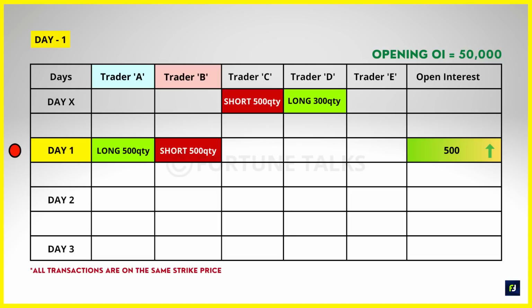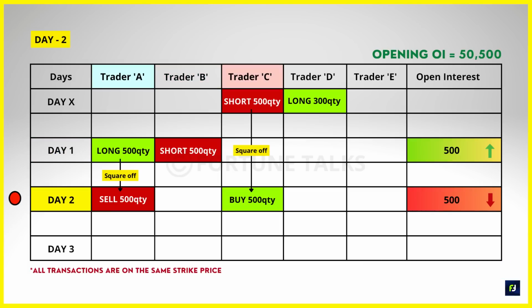During the day, trader A opens a new long position by buying 500 contracts, while trader B opens a new short position by selling 500 contracts. At the end of the trading day, the open interest increases by 500 contracts as both A and B are opening new positions, totaling 50,500 contracts.